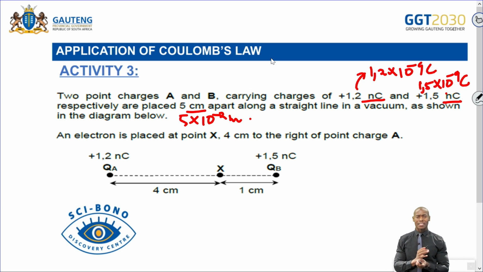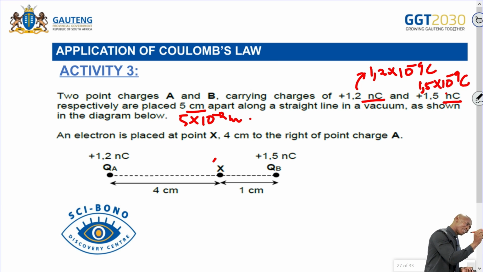Because when it comes to the equation F equals kQ1Q2 over r squared, my Q should be in coulombs and it should be a positive value, and my r should be in meters. That is why I've converted nanocoulombs to coulombs, and centimeters to meters. Then an electron is placed at point X.